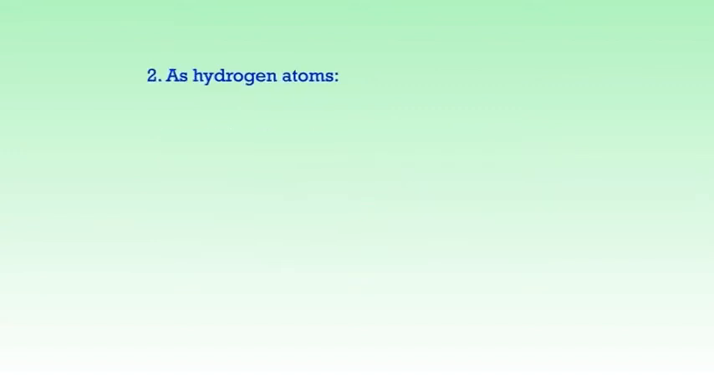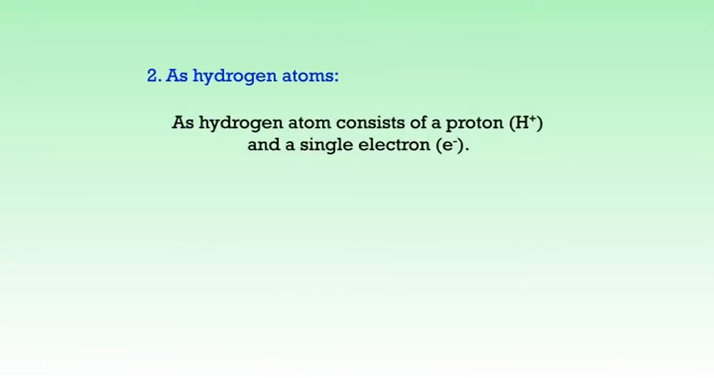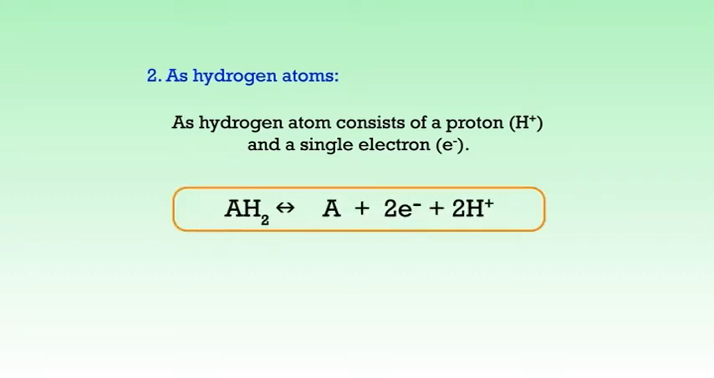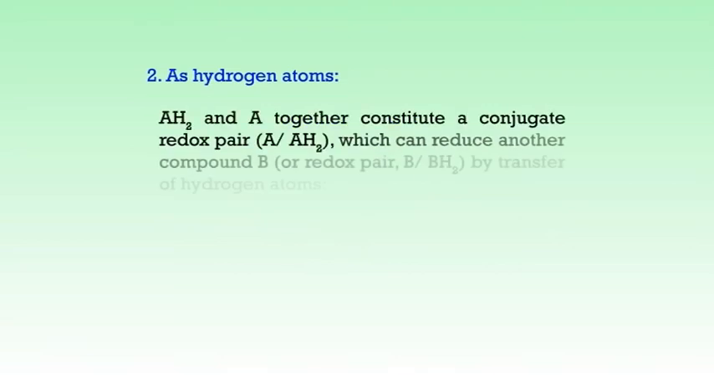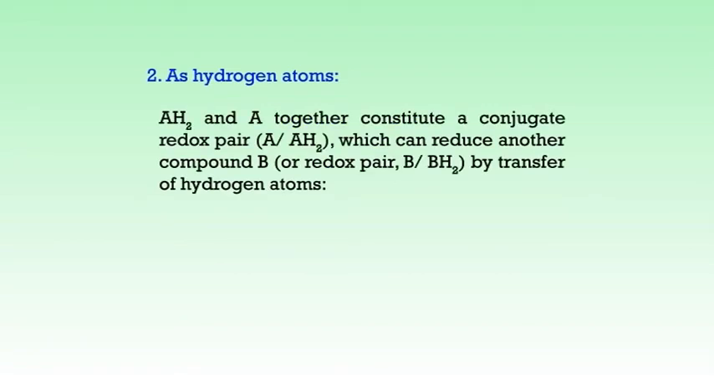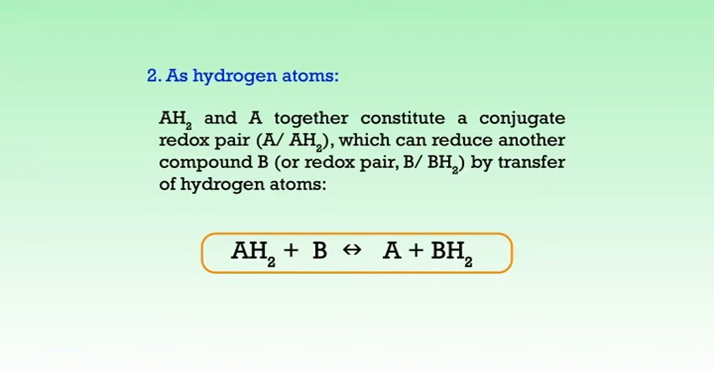Second, as hydrogen atoms, as a hydrogen atom consists of a proton and a single electron. In this case, we can write the general equation as AH2 gives A plus 2e, that is 2 electrons, plus 2 hydrogen ions, where AH2 is a hydrogen electron donor. AH2 and A together constitute a conjugate redox pair, which can reduce another compound B or a redox pair by transfer of hydrogen atoms. In the reaction, AH2 plus B gives A plus BH2.